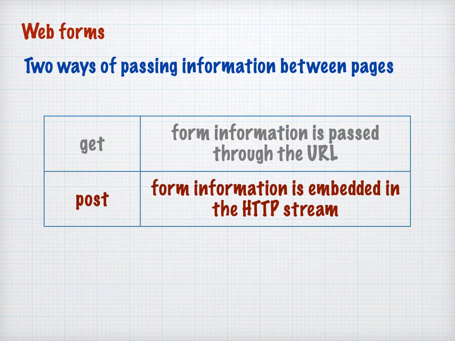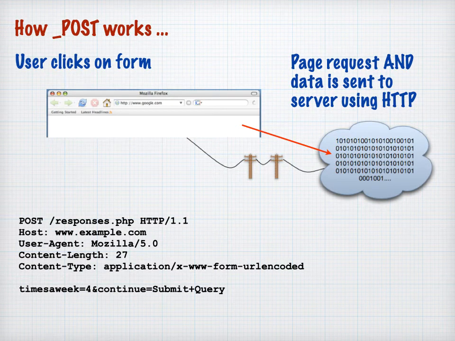Now with get, we know that the information is passed through the URL, but with post, the information is passed through the HTTP stream. So when the user clicks on the form, what happens is the actual bits of data are embedded inside the HTTP stream, in that hidden HTTP protocol language.